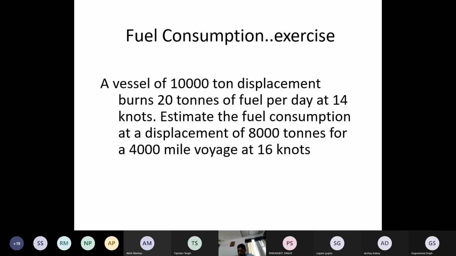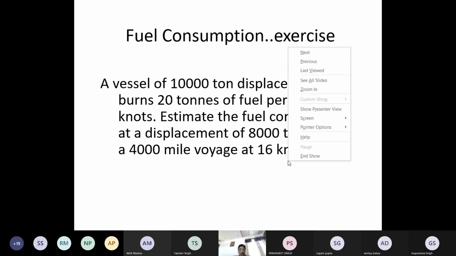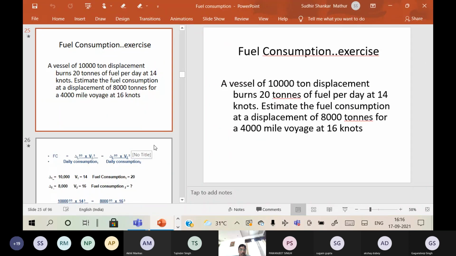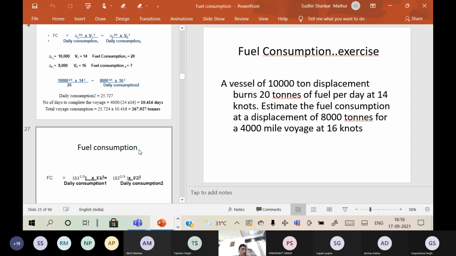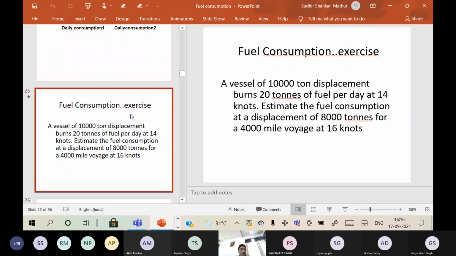Okay, let me check. Daily is okay. Voyage consumption is 267, not 360. 267.7, yes sir. So how did you get 360? 360 is wrong. 267 or 268 is okay. 267.7 is coming. Yes, that is okay.